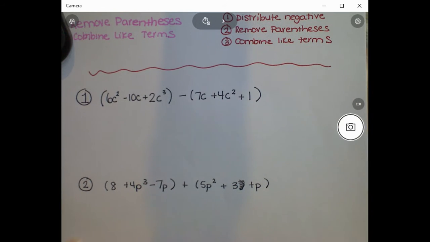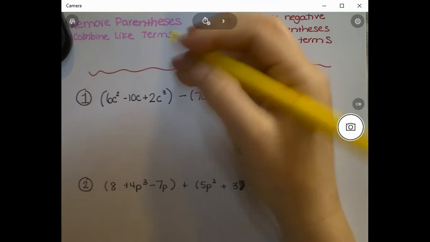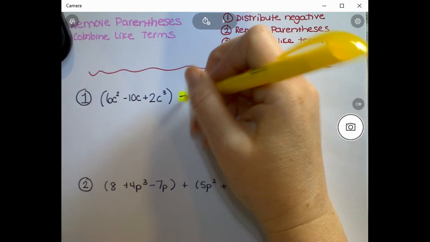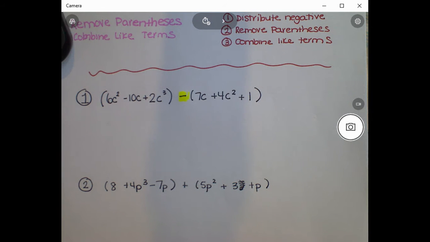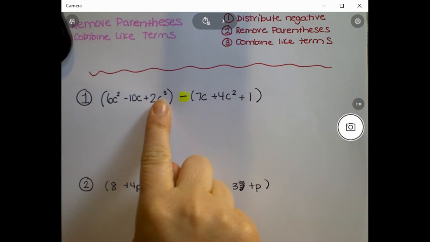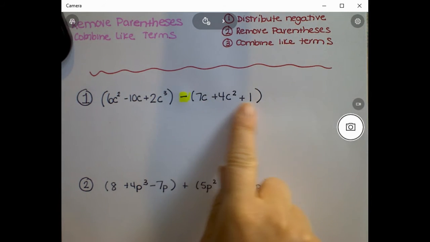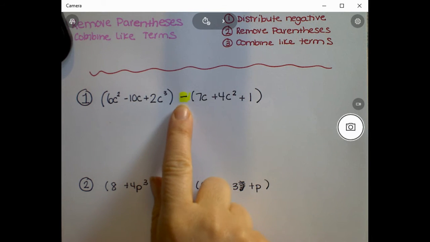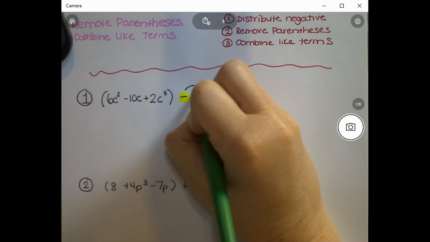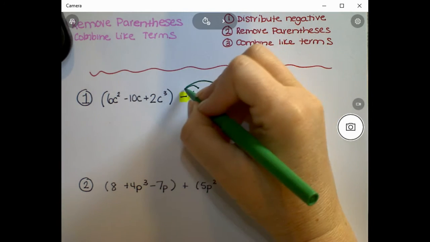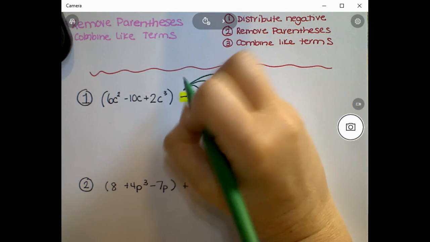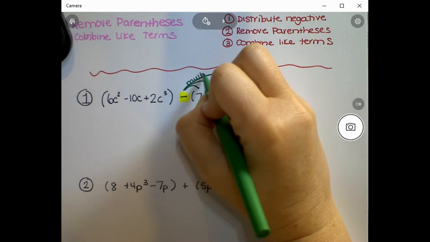Here's the first one. First, we need to decide if it's an addition or a subtraction problem. To decide that, you're looking in the middle of the two sets of parentheses. So we have one polynomial here and another polynomial here, and we are subtracting them. When you subtract, you're going to distribute. And remember, when you distribute, you're multiplying.